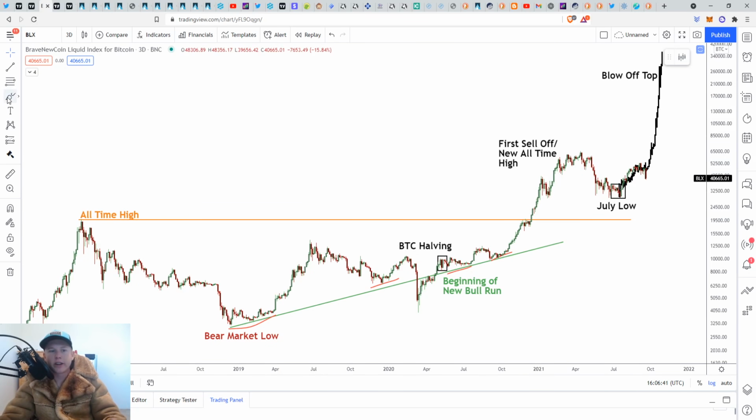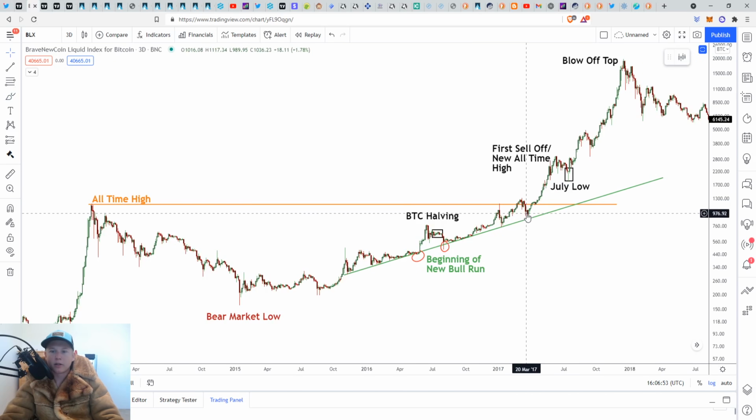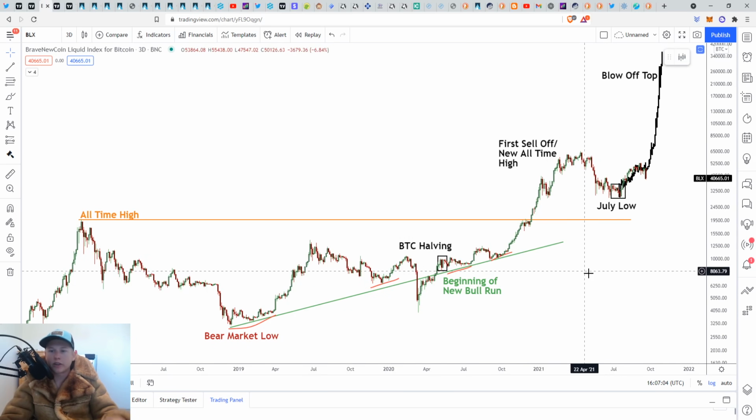Now, this is what's really interesting, guys. This happens both cycles. We get the July low that takes place after that first sell-off into new all-time highs. We get the July low, and that's what takes us into that blow-off top. We saw the same thing here. Break past the all-time highs, first sell-off, and then we get capitulation taking place in July, that same July low. And that's what takes us to the final blow-off top of that cycle.